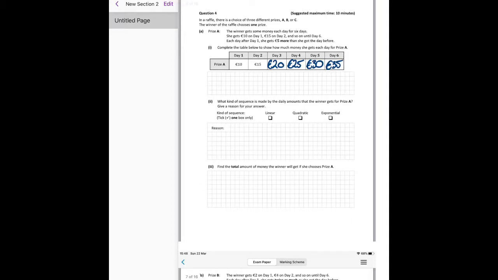What kind of sequence is made by the daily amounts that the winner gets for prize A? Give a reason for your answer. Well, that's linear, and we can show the reason here. The difference between 10 and 15 is plus 5, 15 and 20 is plus 5, 20 and 25 is plus 5. Every time it increases by the exact same amount. So the first difference is constant.